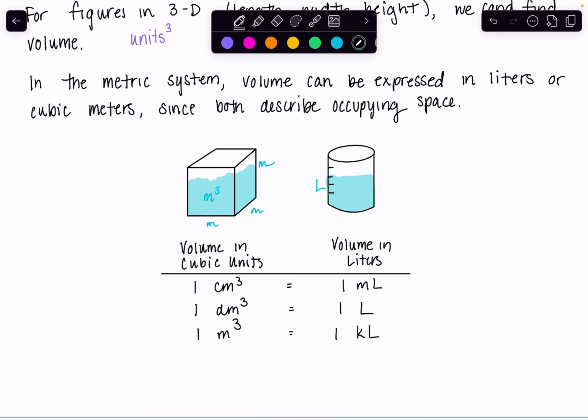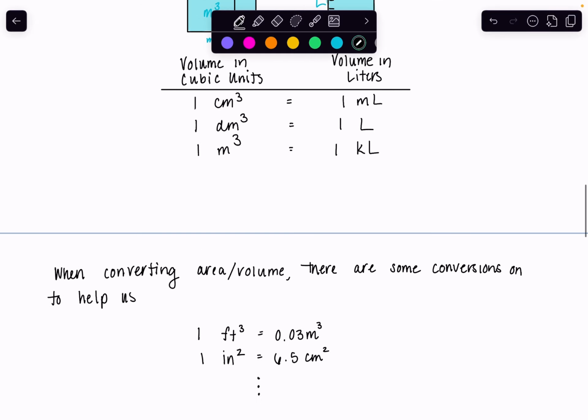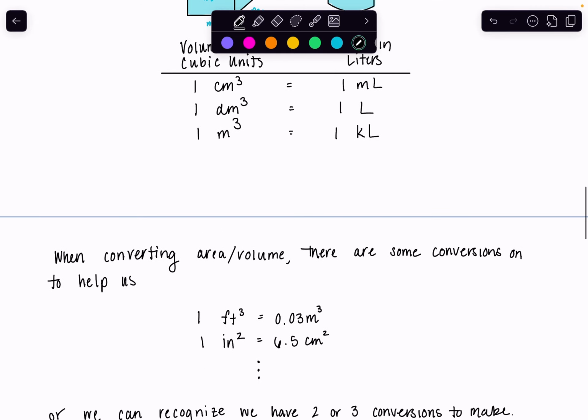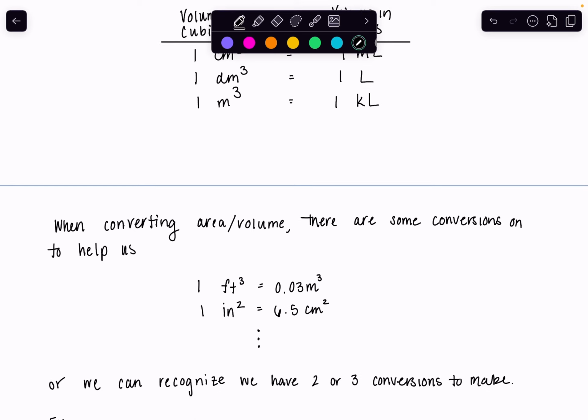Okay. So there are also other conversions to go from feet to meters in terms of these different areas. You can look them up if you need to have kind of a cheat sheet while you're doing your homework. Like 1 foot to the third, or 1 foot cubed, is 0.03 meters cubed. 1 inch cubed is 6.5 centimeters, or 1 inch squared is 6.5 centimeters squared. But the other thing you can also do is you can work with that single conversion, that 1 inch is 2.5 centimeters, to be able to convert areas or volumes.